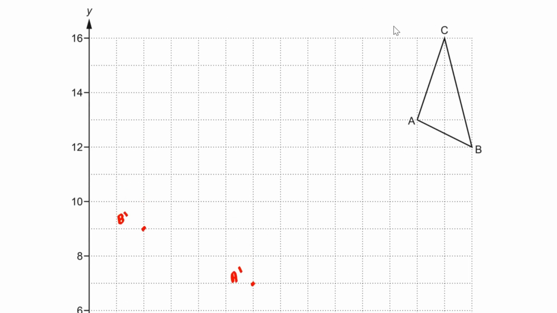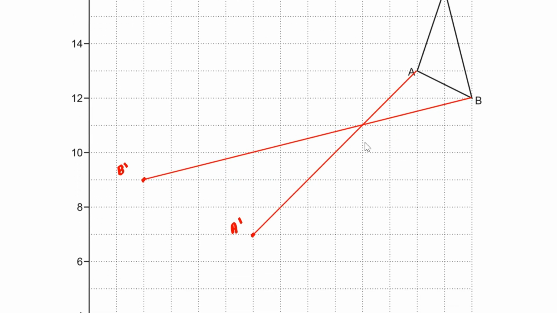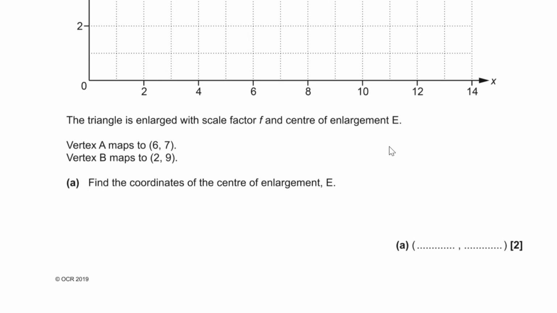Okay, so what we'll do here is we'll match up all the points. So we've got that point matching up with this one, this matching up with this, and here then is where the centre of enlargement will be. We'll call this point E. So this point over here has coordinates 10, 11.